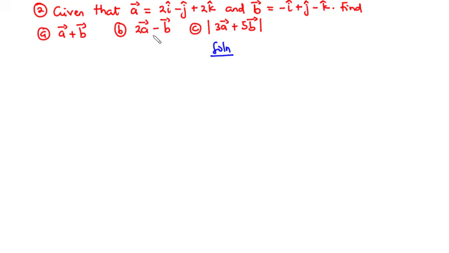So we are given the vector A to be 2i cap minus j cap plus 2k cap. Now we can represent vector A in the scalar component form as vector A equals <2, negative 1, 2>. Mind you, this is different from a point. Now this is a vector. That is why we have the components in the angle bracket. And also for vector B, we can represent that as <negative 1, 1, negative 1>.